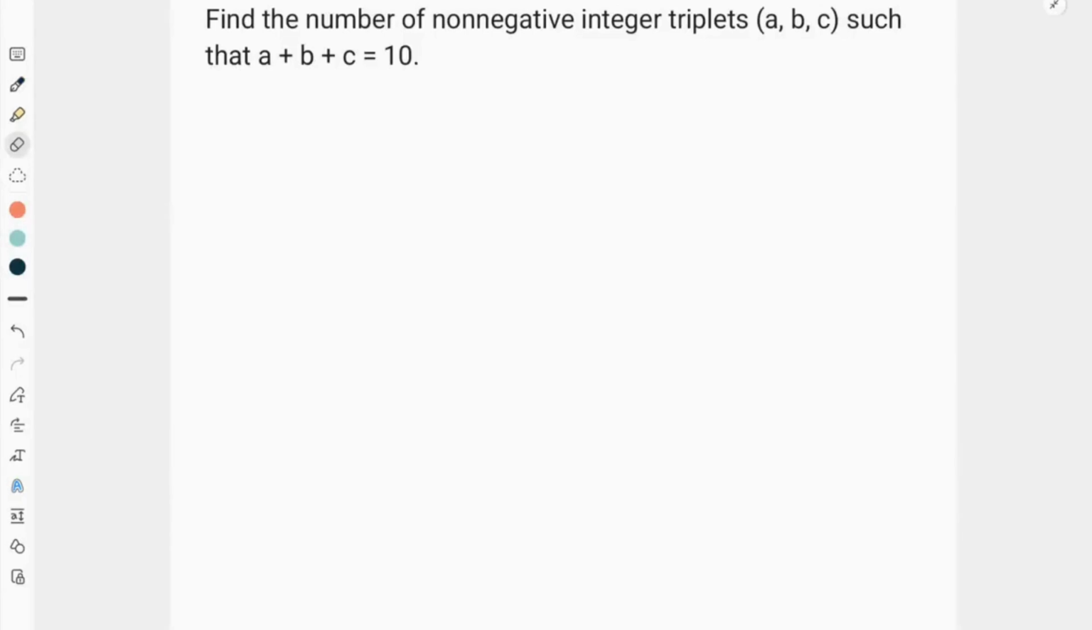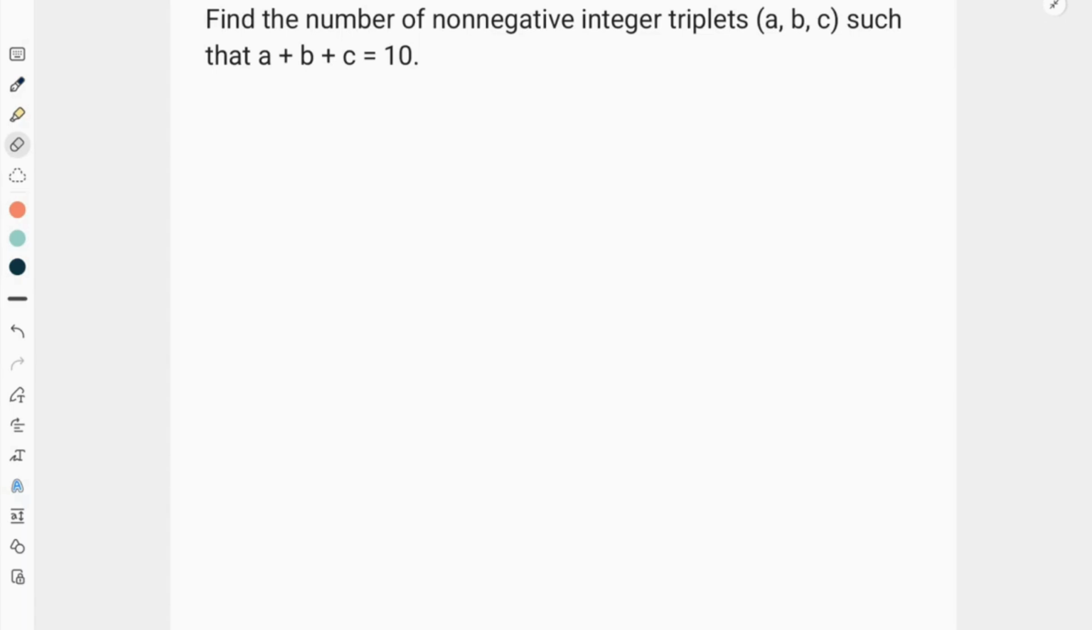Okay, so the question is: find the number of non-negative integer triplets a, b and c such that a plus b plus c is equal to 10. Now this is somewhat different from the problems we have seen so far, in that we are not asked to solve a particular equation as such. We want to find the number of ways in which something can be done.